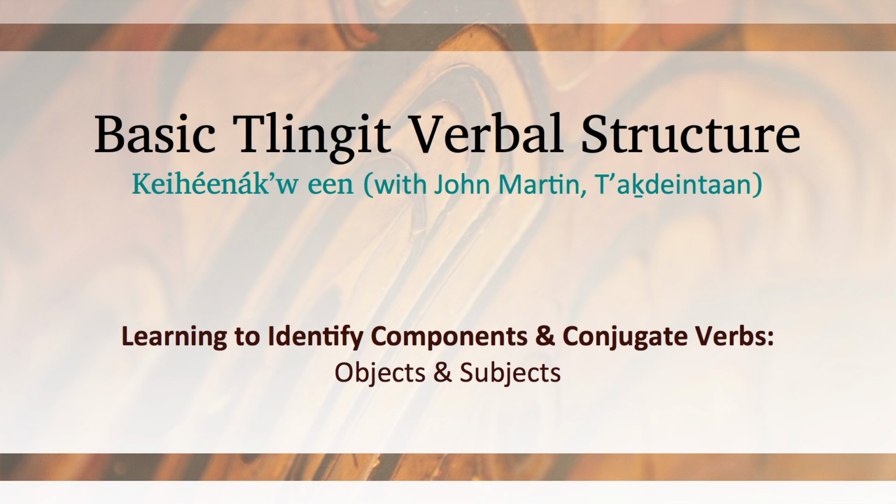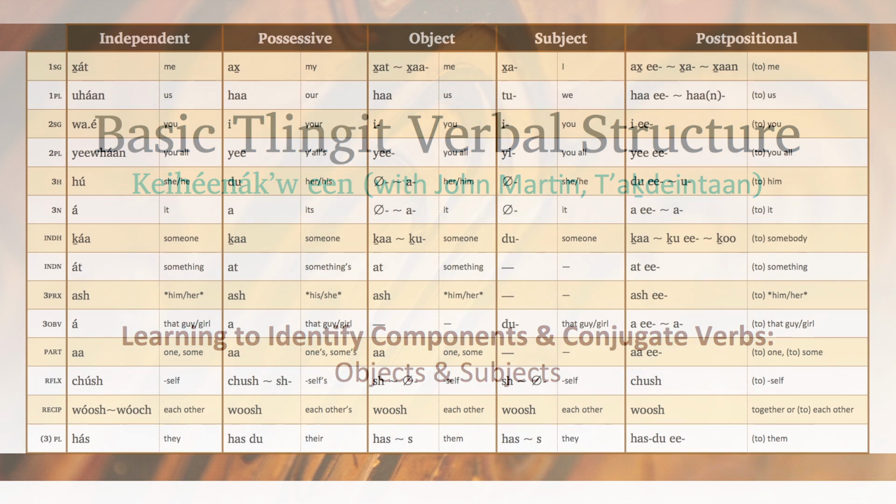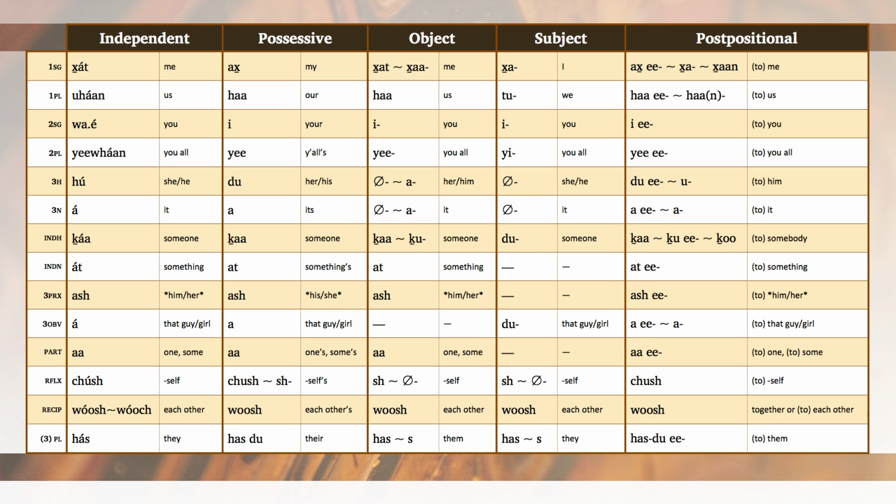Basic Tlingit verbal structure. Identifying components and conjugating verbs, objects, and subjects. We'll begin by looking at pronouns in Tlingit. There are 66 Tlingit pronouns, and they fall into 5 basic categories: independent, possessive, object, subject, and postpositional. We'll take a look at all of these over time, but for now, let's focus on a small group of them.